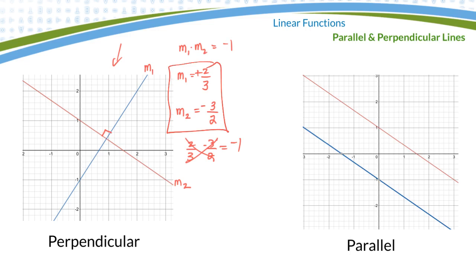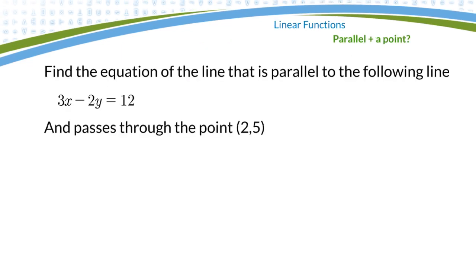Parallel lines are ones that have the identical slope. So if this was, say, M3 and this was M4, those two slopes must be equal to each other. Or for example, say this slope was negative 2, then this slope also must be the exact same thing. Okay, so let's use that idea in solving some kind of an equation or a question.